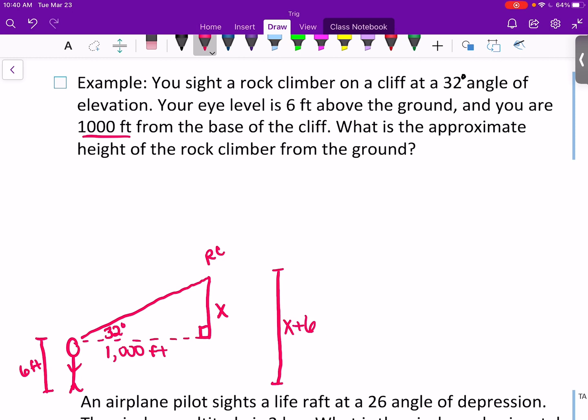So now if we look at our right triangle, we can solve this using tangent. Our X is opposite of our 32-degree angle, and our 1,000 feet is adjacent to our 32-degree angle. So we are going to use tangent, which is opposite over adjacent. So the tangent of 32 degrees is equal to X over 1,000.